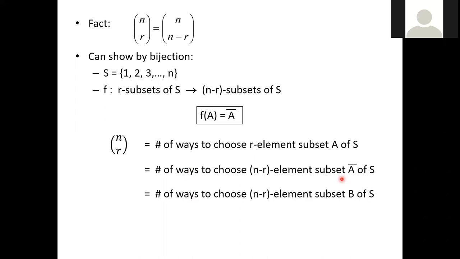So I'm just repeating myself, right? The left hand side is the number of ways to count this thing, and the right hand side is the number of ways to count this thing, so therefore they must be equal because this function is a bijection.